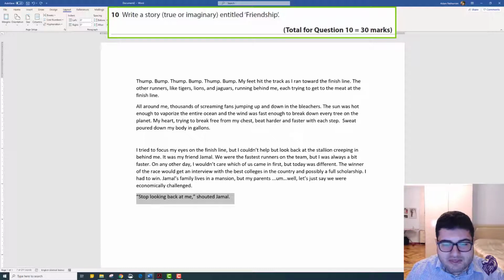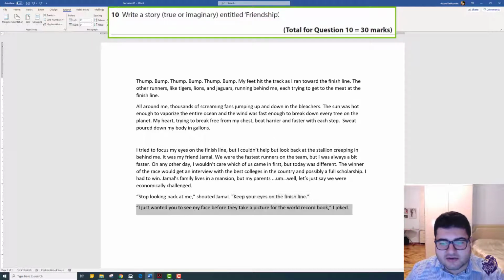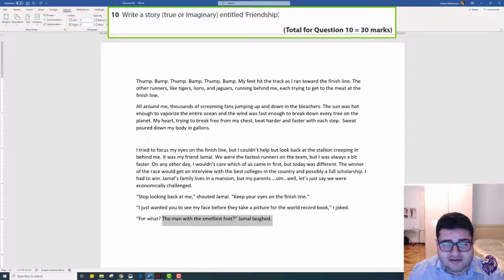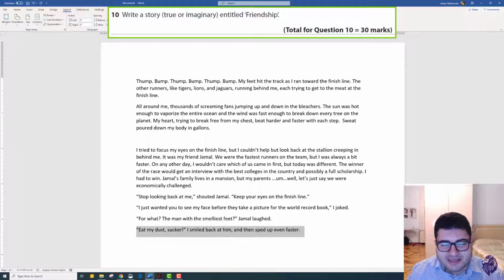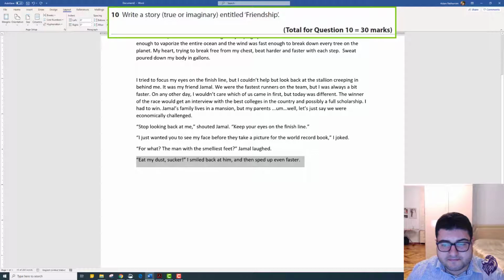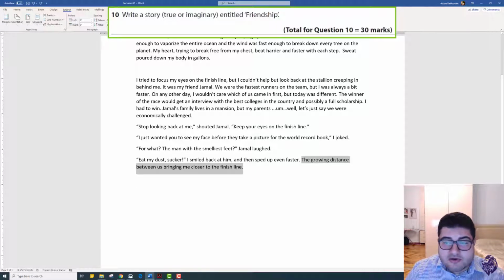Stop looking back at me, shouted Jamal. Keep your eyes on the finish line. I just wanted you to see my face before they take a picture for the world record book, I joked. For what? The man with the smelliest feet? Jamal laughed. Eat my dust, sucker. I smiled back at him, and then I sped up even faster. The growing distance between us brought me closer to the finish line.